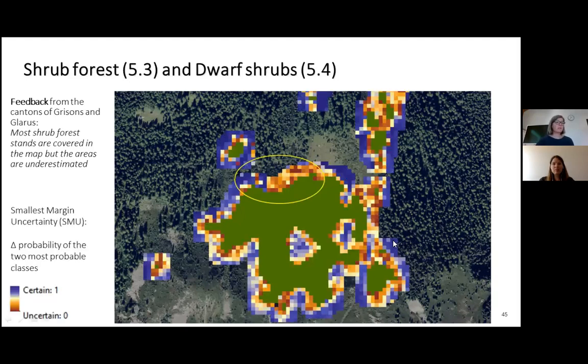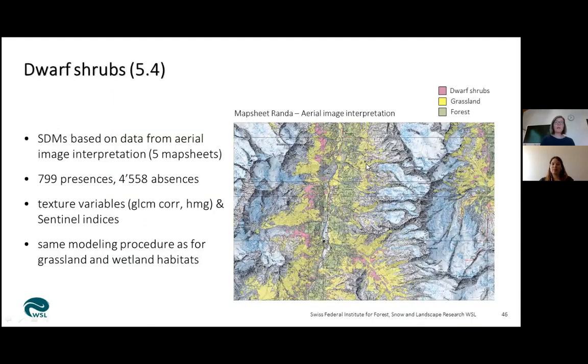So they used a smallest margin of uncertainty approach, where if the model is uncertain, then the distribution of the shrub forest can be extended out into these uncertain areas, but not into areas where the model is quite certain. In addition, Nika also modelled dwarf shrub forests, again using a similar SDM approach to what you described for the grasslands, but with different training data.